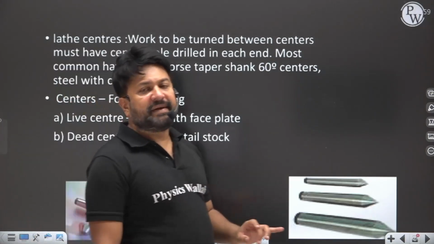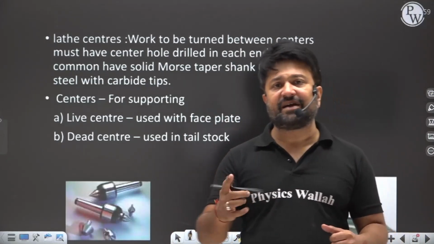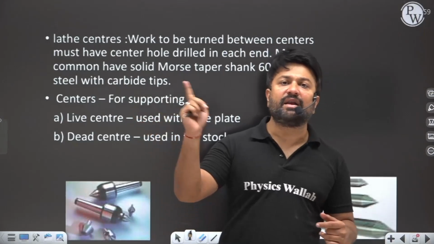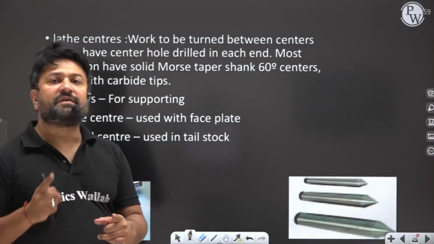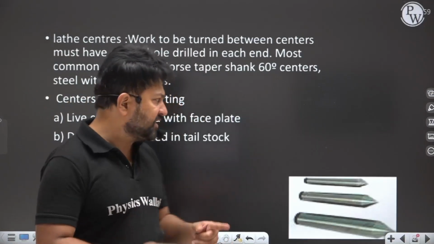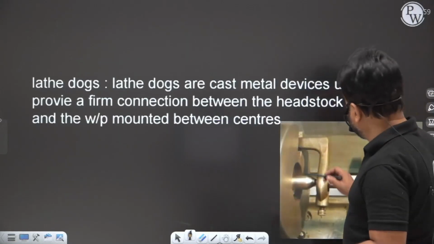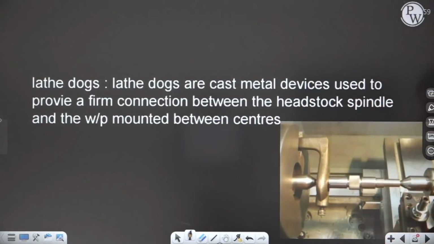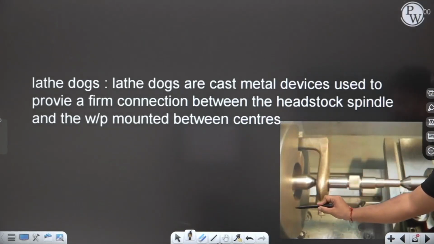So centers are basically of two types, live center and dead center. The live center is attached in the spindle. The dead center is attached in the tailstock. The live center is basically used along with the faceplate. Let me show you. This is a live center, this is a dead center. Here you can see in this figure, this is a dead center which is attached in the tailstock. This is your workpiece. This is a live center, which holds the workpiece with the help of the faceplate.